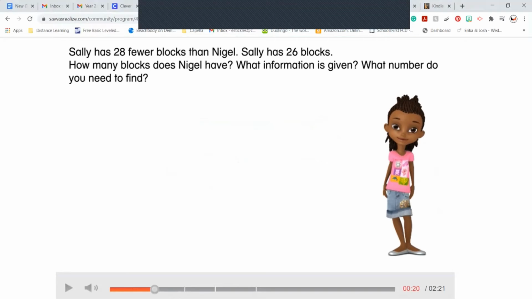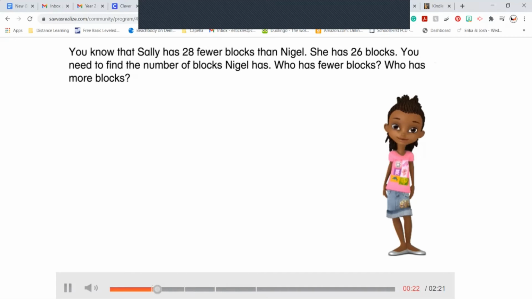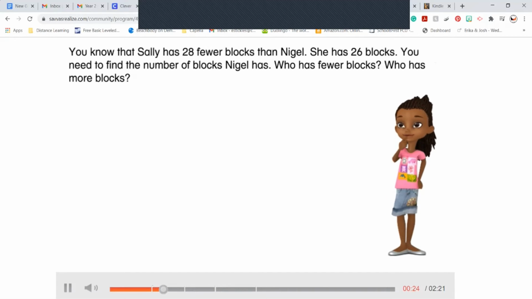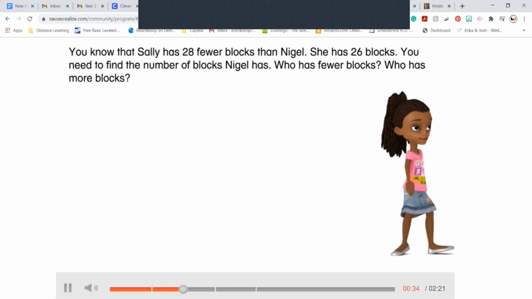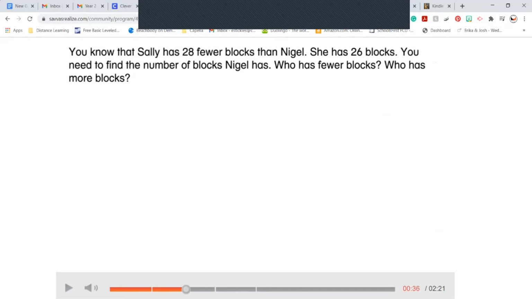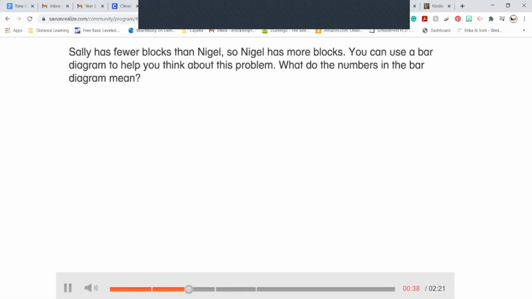We know that Sally has 26 blocks and Sally has 28 fewer blocks than Nigel, so we need to find out how many blocks Nigel has. You know that Sally has 28 fewer blocks than Nigel. She has 26 blocks. You need to find the number of blocks Nigel has. Who has fewer blocks? Who has more blocks? We know that Sally has fewer blocks and Nigel has more. Sally has fewer blocks than Nigel, so Nigel has more blocks.